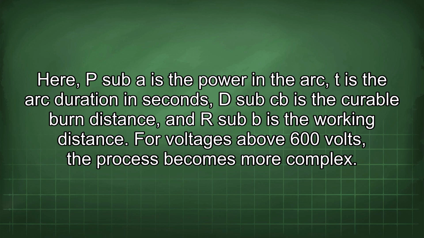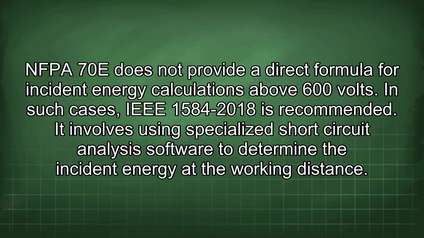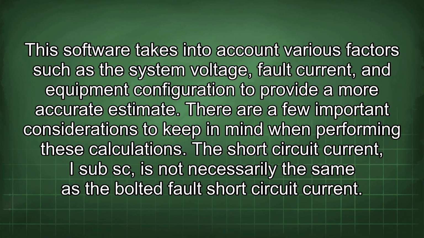For voltages above 600 volts, the process becomes more complex. NFPA 70E does not provide a direct formula for incident energy calculations above 600 volts. In such cases, IEEE 1584-2018 is recommended. It involves using specialized short circuit analysis software to determine the incident energy at the working distance. This software takes into account various factors such as the system voltage, fault current, and equipment configuration to provide a more accurate estimate.